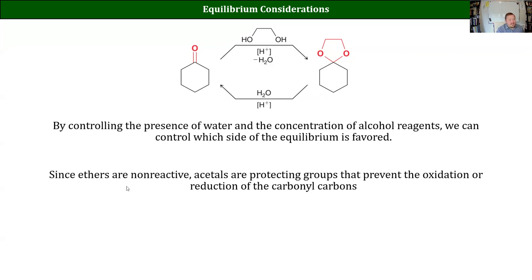And since ethers are less reactive than carbonyls, that allows us to prevent the oxidation or reduction of carbonyl carbons. So remember oxidation and reduction: if we took a carbonyl and we tried to reduce it, we'd be turning it into an alcohol, right? Well, if you already have an ether, you can't further reduce that without breaking a carbon-oxygen sigma bond, which are more stable. So this allows you to reduce some parts of the molecule with hydrides without reducing your carbonyl group, or oxidize for that matter.